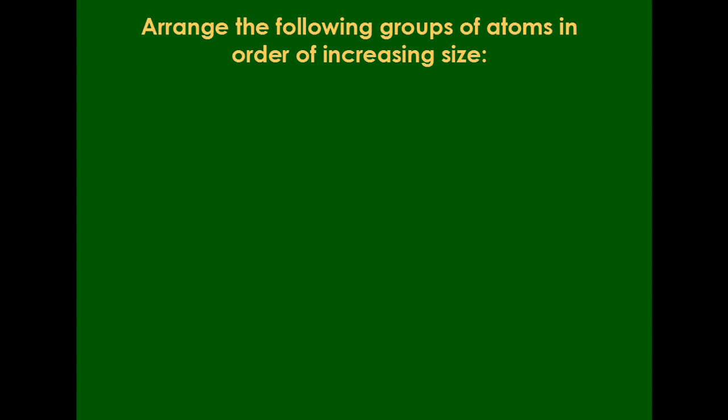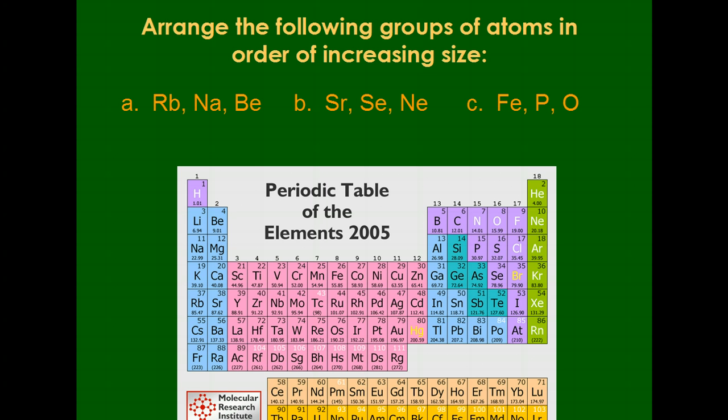So we've talked about 3 trends so far, so now we're going to take a look at how we can use these trends to examine relationships between our elements. We're going to look at rubidium, sodium, and beryllium, strontium, selenium, and neon, and iron, phosphorus, and oxygen. I'm putting up this periodic table so you have it as a reference. You may want to get yours out.